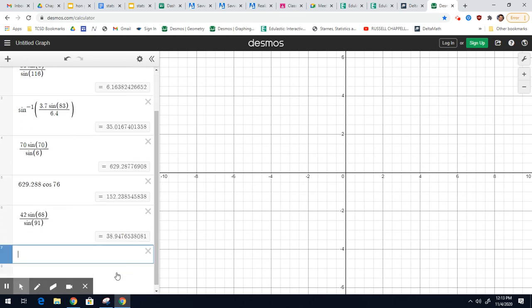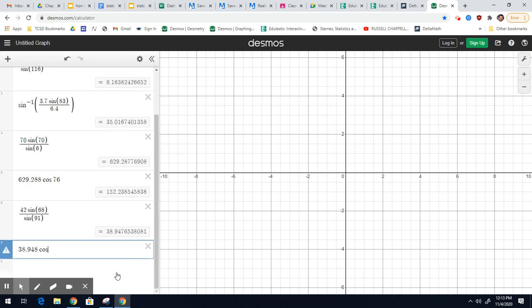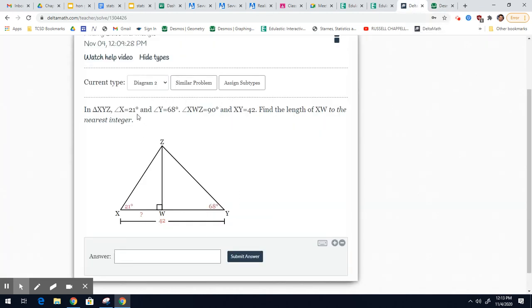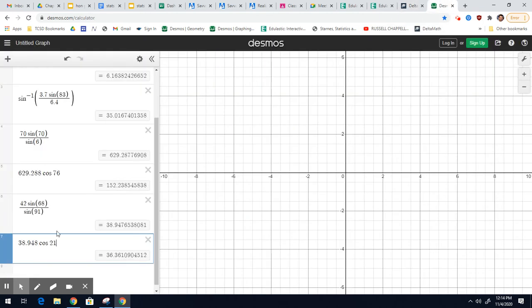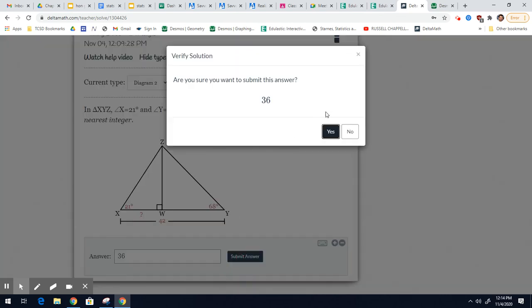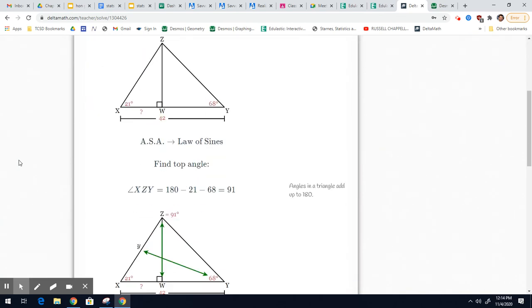Let me do that right here. 38.948 cosine of 21 degrees. And I get 36.361. I think it said round to the nearest integer. So that 3 leaves the 6 a 6. 36 would be the length of that missing side. Fingers crossed. Oh, yeah, nice work.